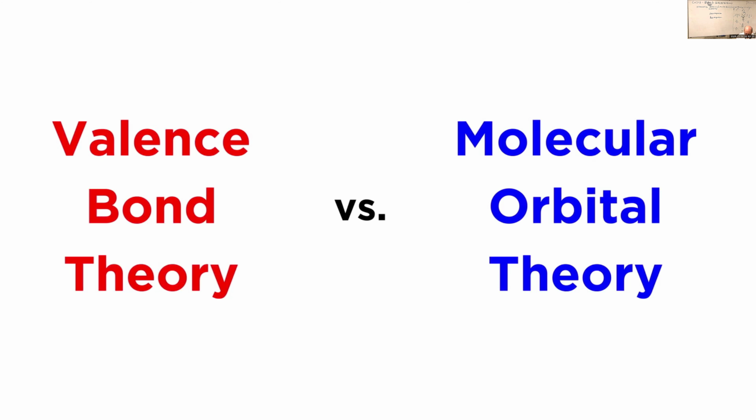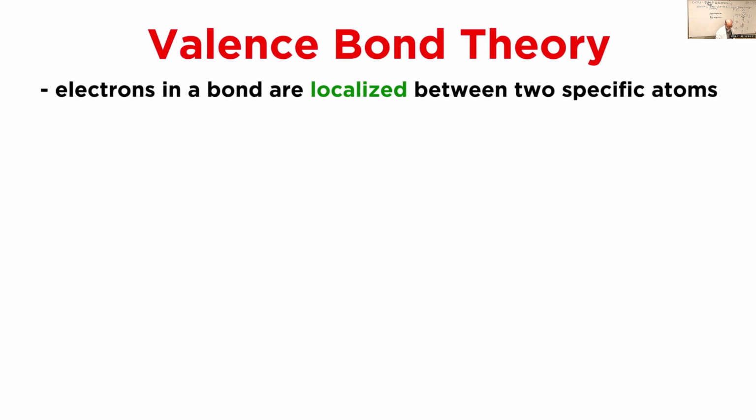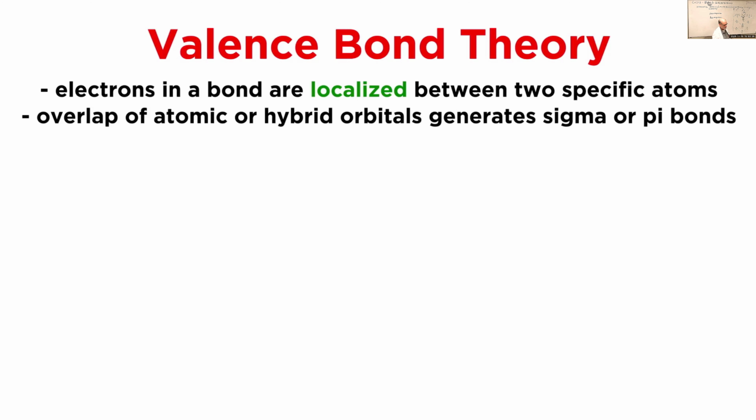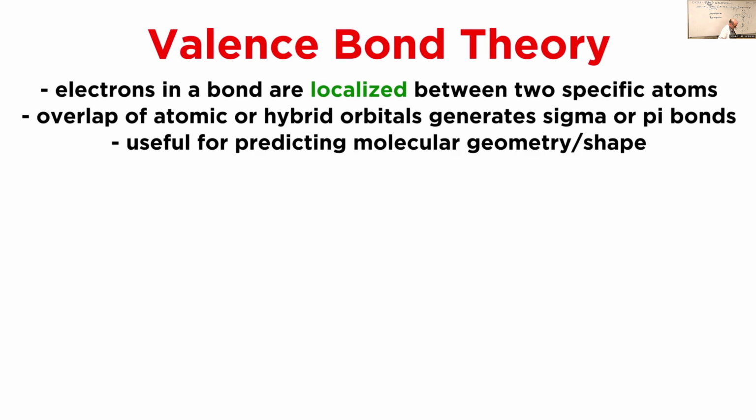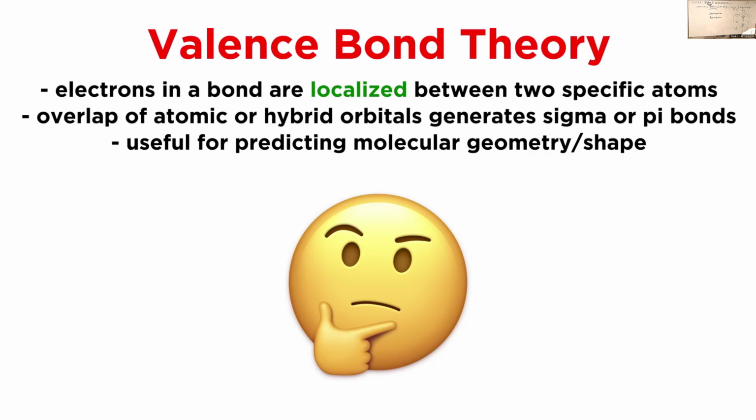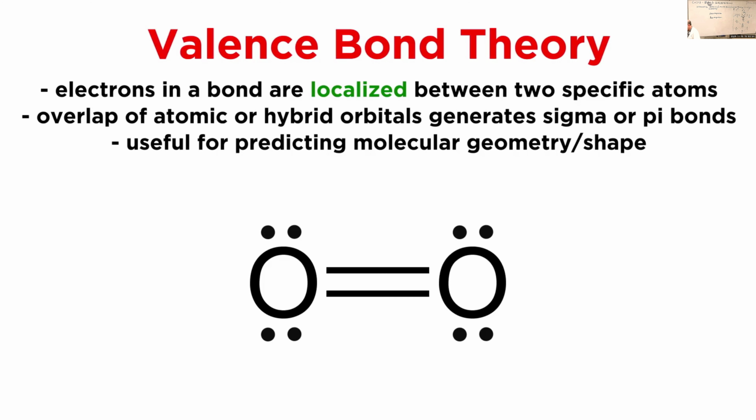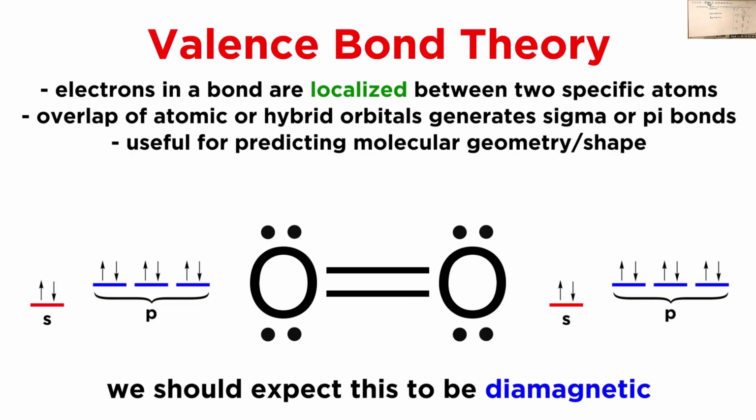First, let's compare valence bond theory and molecular orbital theory. Valence bond theory considers covalent bonds as being localized between a pair of atoms, resulting from the overlap of atomic orbitals or hybrid atomic orbitals. This overlap results in sigma or pi bonds, and we can use this theory to predict molecular shape. However, there are simple molecules that do not conform to this theory, like the diatomic oxygen molecule. Given this Lewis structure, where each oxygen atom has a full octet, we would expect oxygen to be diamagnetic and weakly repel a magnetic field.